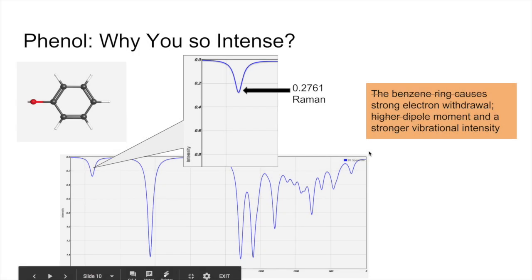Now remember that variable dipole moments are the key drivers of vibrational intensity. You can see that phenol is super intense, with an intensity of 0.2761 Raman. This is due to the fact that phenol has a benzene ring that has high electron density due to resonance. This pulls electron density away from the hydroxyl group, causing vibrations to either have high dipole moments close to the ring or low dipole moments further from the ring. As a result, a high intensity is presented for the OH stretch.